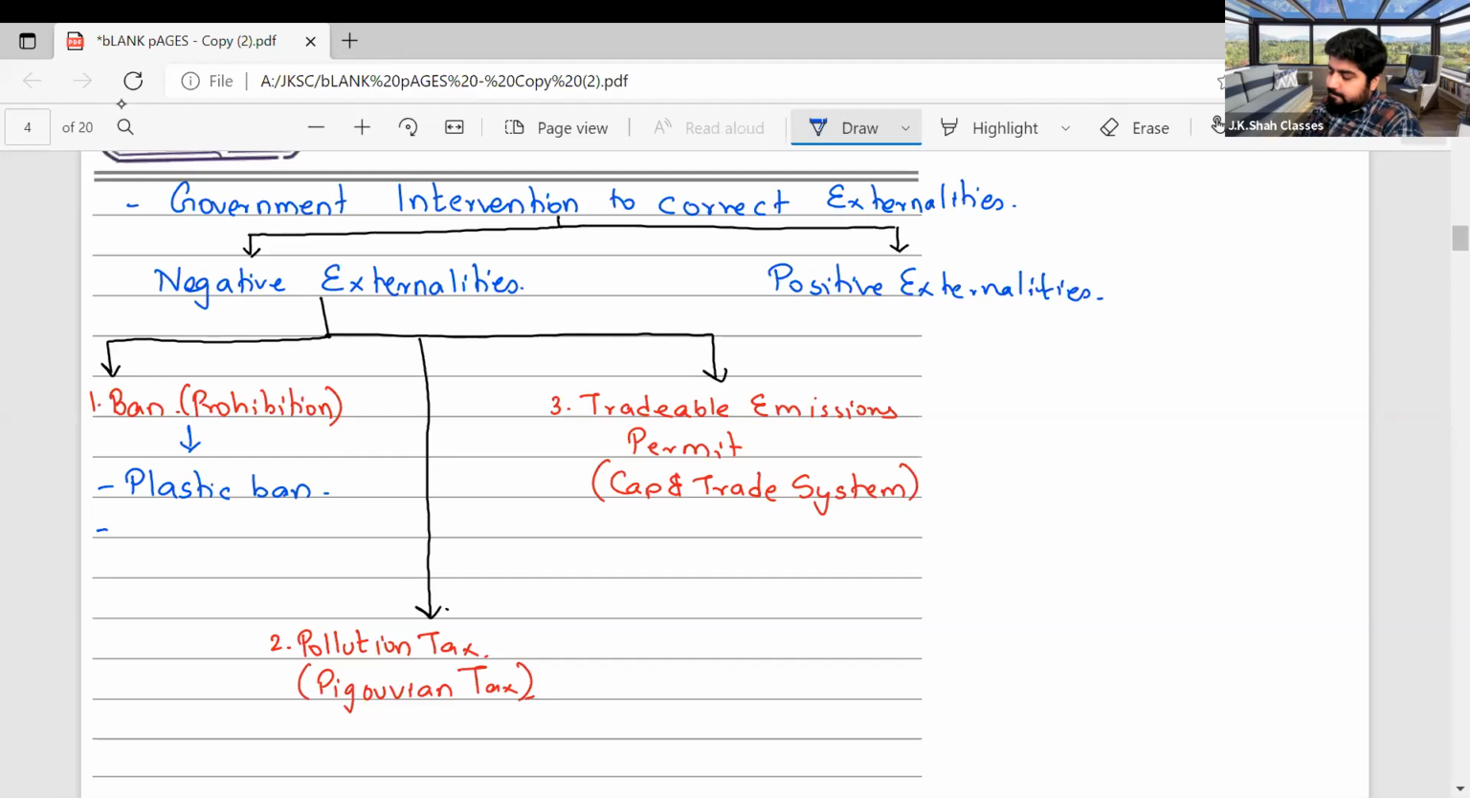Next, firecracker ban. Firecracker ban in Delhi. The Delhi pollution was rising, right? So when it was rising at such an extreme level that government or Supreme Court had no other option but to ban the firecrackers.